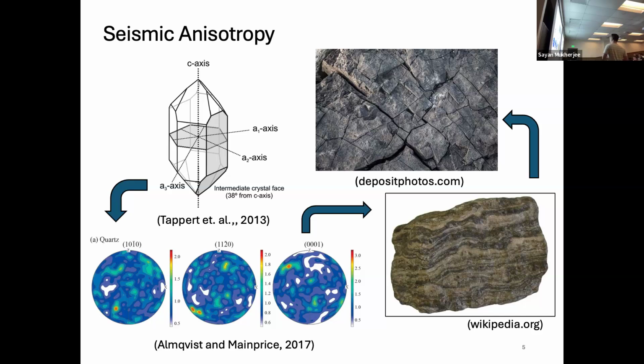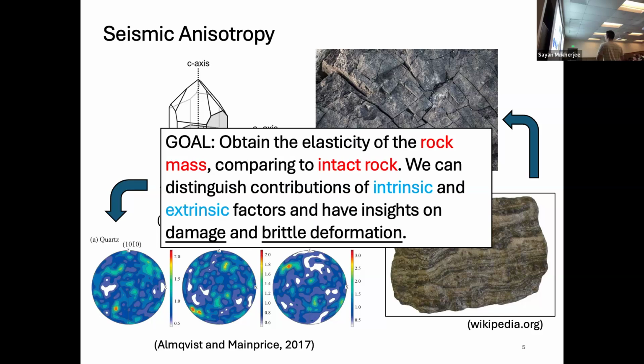And our goal is to try to obtain the elasticity of the rock mass and compare it with the intact rock, and then to further separate or distinguish the contribution of the intrinsic or extrinsic factors, to help us have more insights on the damage and this brittle deformation.